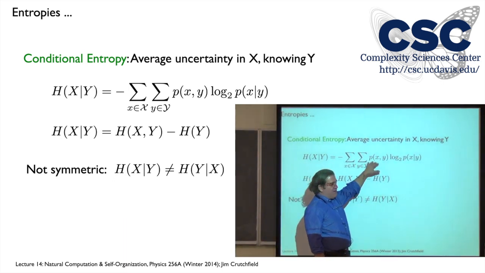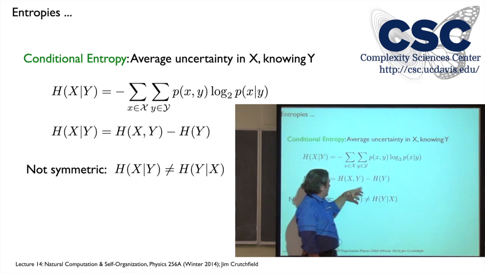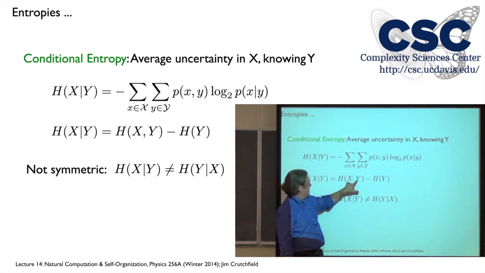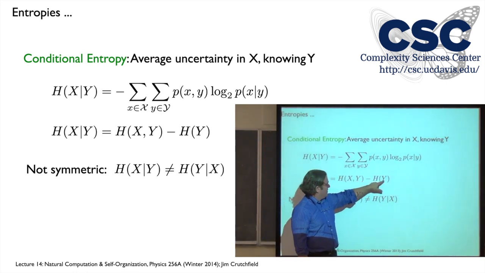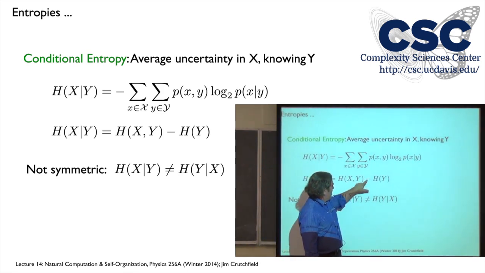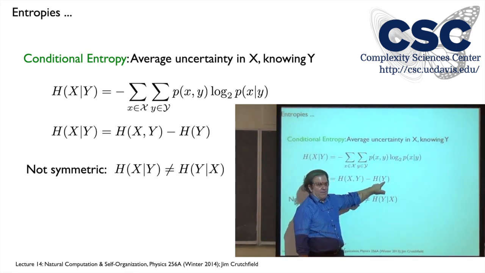Again, through these information identities, going back up to how you factor joint distributions into conditional distributions, you can show that you can basically define the conditional entropy this way in terms of the difference between the joint distribution and the marginal of the variable you're conditioning on. So uncertainty in x given y is the joint uncertainty minus the uncertainty in y.